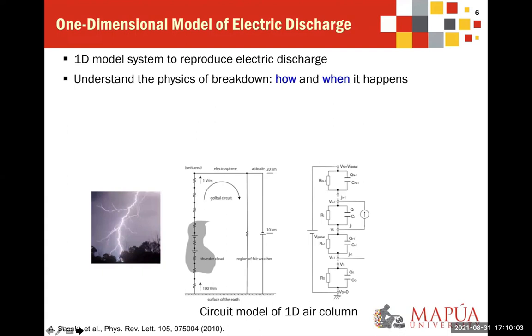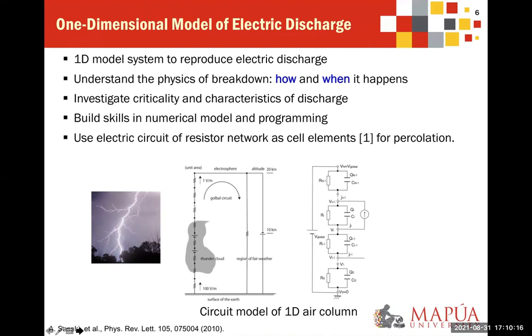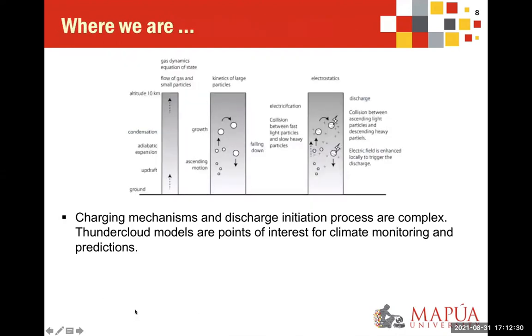We'd like to understand the physics of breakdown, how it happens and when it happens. We investigate the criticality and characteristics of this discharge as we build skills in numerical modeling and programming. We use an electric circuit of resistor network as the cell components for percolation. So this initial model showed us that the charging mechanisms and the initiation of discharge is quite a complex process.